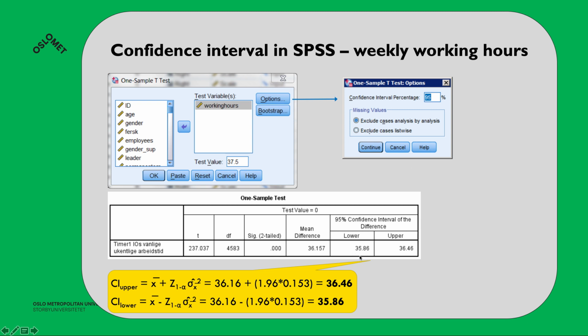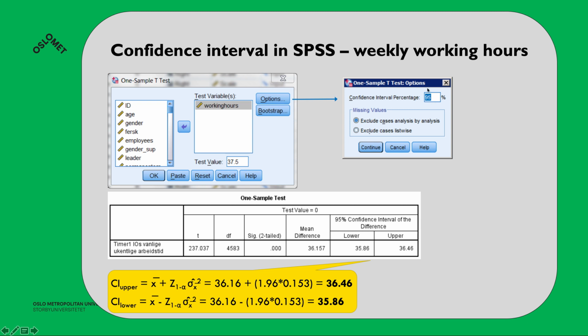So the lower bound is 35.86, and the upper bound is 36.46. So the true value in the population is somewhere between 35.86 and 36.46, with 95% certainty. That's somewhere between these, and this is the true number of working hours. But our best guess is 36.157.